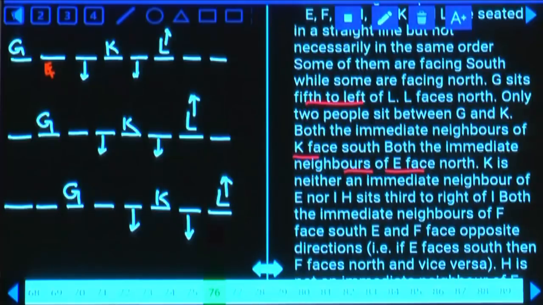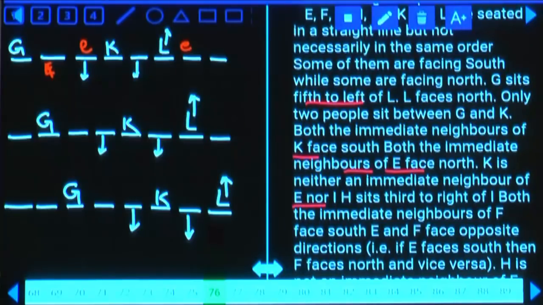Hence where should E be? Can E be at this place or not? Yes, there is a possibility. If E is here, then K and the next person will be facing north. Or if E is here, there is one possibility. We have 2 possibilities. And K is neither an immediate neighbor of E nor I. As K is not an immediate neighbor of E nor I, hence E cannot be here. As E cannot be here, E must be at this place only. Are you following this one or not? Hence E must be here. As E is here, the immediate neighbors of E are facing towards north.